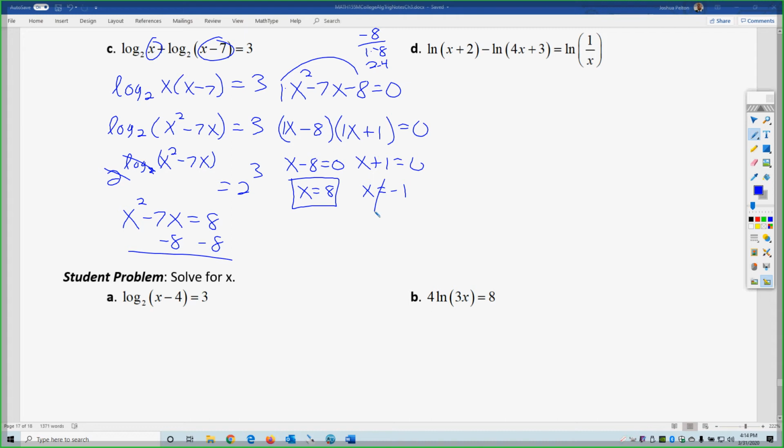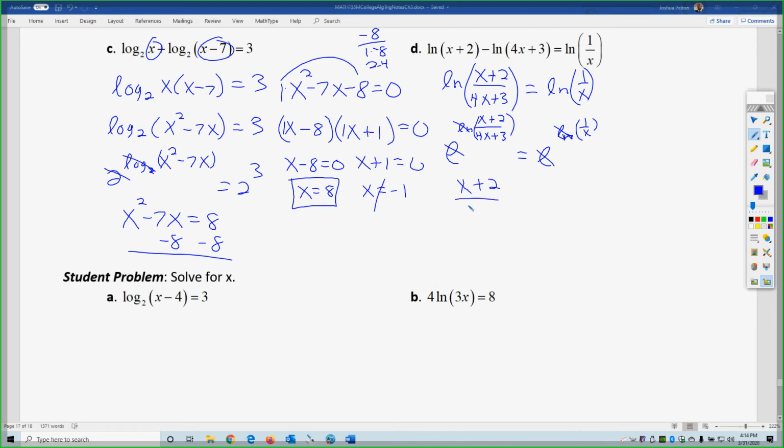Okay, next one. It's a subtraction. So that's a quotient rule. So that's the natural log of x plus 2 over 4x plus 3 and natural log of 1 over x. Well, what cancels natural log? That's log base e, so we'll use a base e. So e to the power of the natural log. I'll write really small here. Okay, so those will cancel, leaving us x plus 2 over 4x plus 3 equals 1 over x.